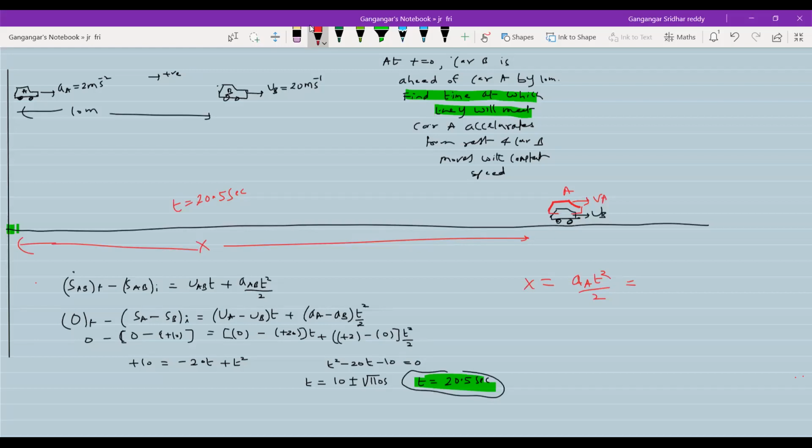So acceleration of car A, 2 is there. So 2 into 2, 20.5 whole square. Let's see this particular formula.